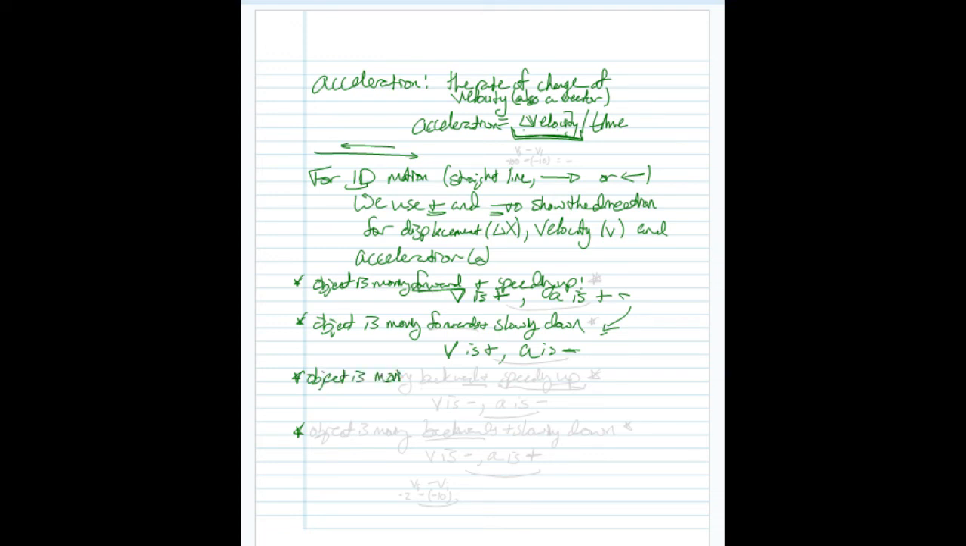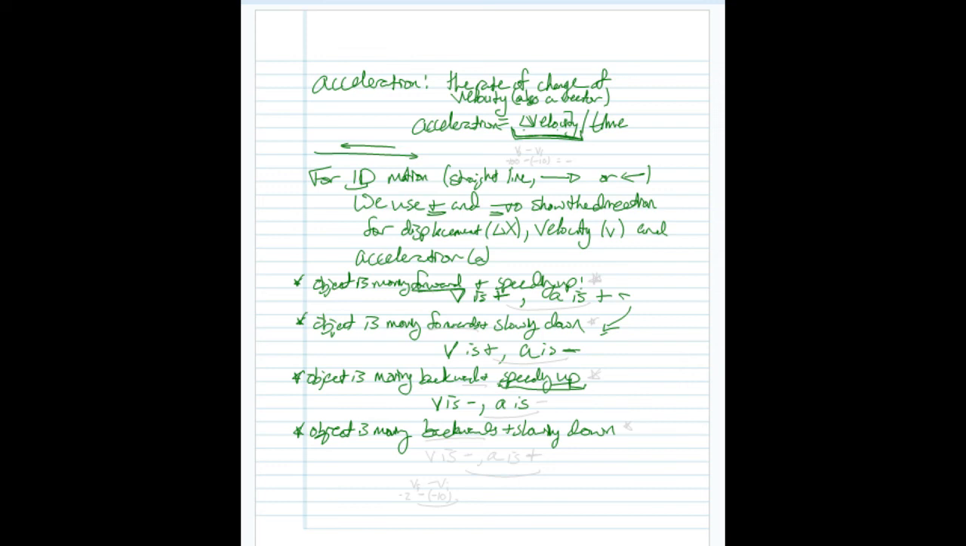This is for when an object is moving backwards and speeding up, or the object is moving backwards and slowing down. If the object is moving backwards and speeding up, the velocity is negative. It's moving backwards. But because it's speeding up just means that the magnitude of the velocity is increasing. That means our number is getting more negative.